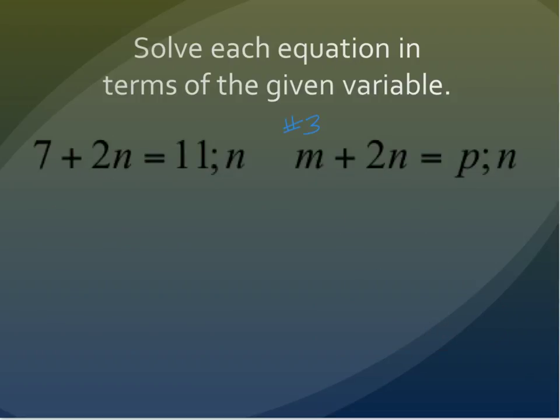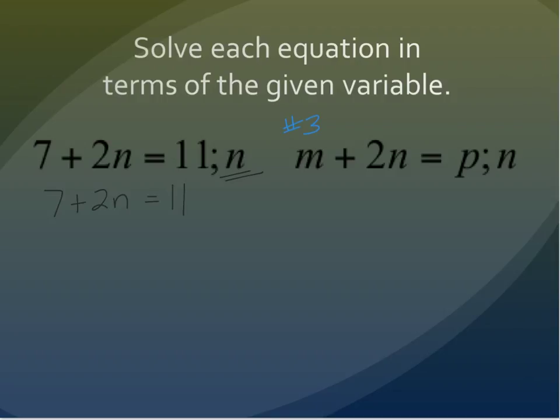Here are 2 more equations. We are again going to solve each in terms of the given variable. You only have to write the one marked number 3 down in your notes, but pay attention to both of them as we solve them. The first equation is 7 plus 2n equals 11. And as you can see here, the n is what I'm isolating.